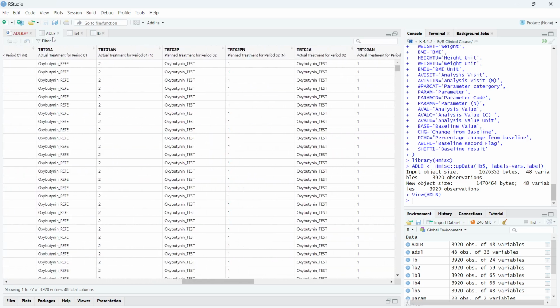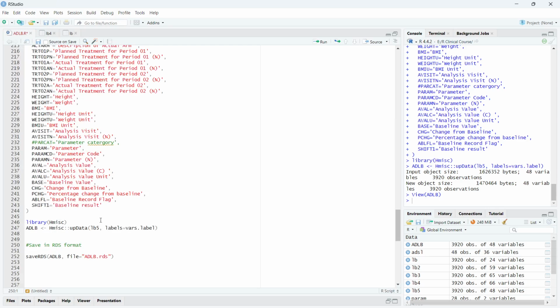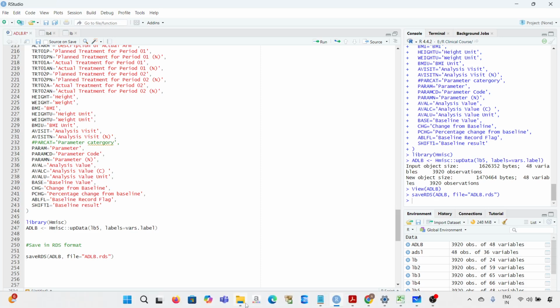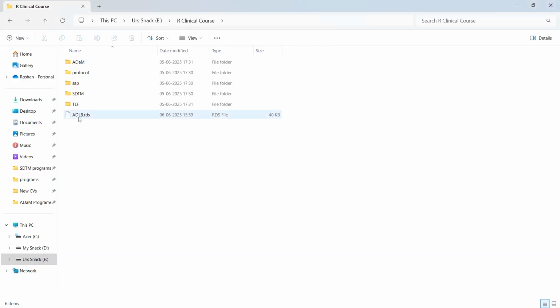We have all the variables required as per the specification. Then we save it as ADLB in the RDS format. So when you go here, you just Control C and paste it here in the datasets.